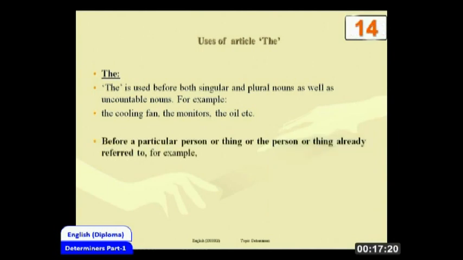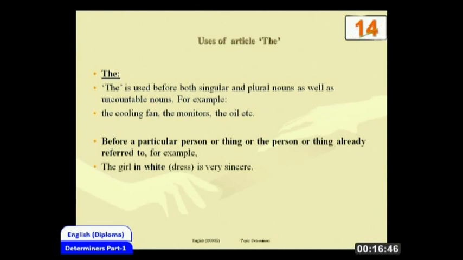The is also used before a particular person or thing, or the person or thing already referred to. This is the most widely used example of article the. Let me repeat. Article the is also used before a particular person or thing or the person or thing already referred to. From the example, it will be very clear what I mean by particular person or thing.